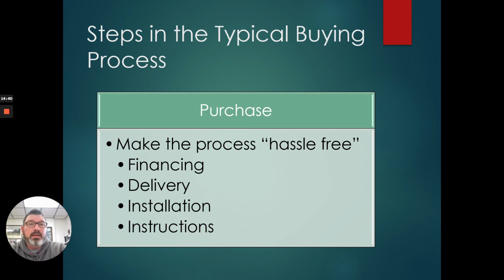Make it hassle-free. If there's financing that has to be involved, make that as easy and simple to understand as possible. If delivery has to occur, make sure that you know where and when delivery needs to occur. If installation has to happen, come and help them install it, or have your installation team fully prepped and fully briefed on how and where installation is going to occur. If there are instructions that need to be given, make sure that they're clear and that the customer understands them. It's really crucial that you do this absolutely top-notch in the purchase phase, because that will create rebuy situations.